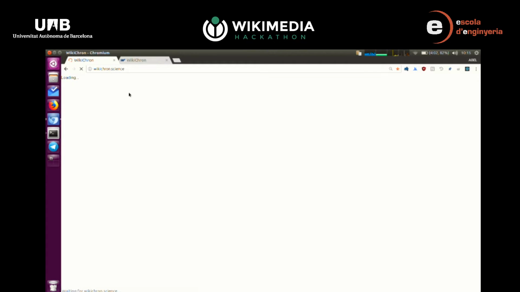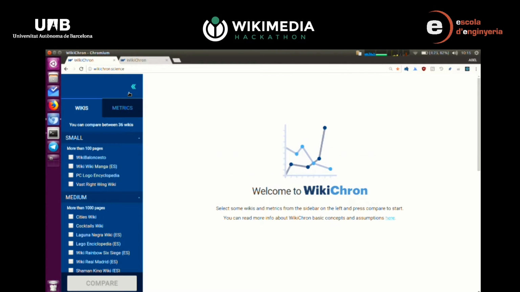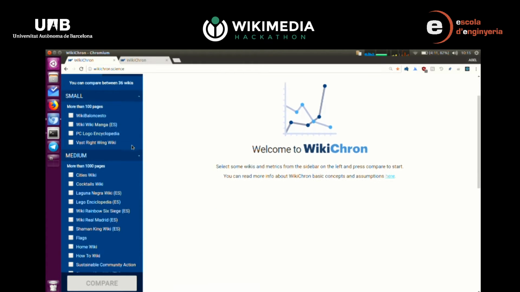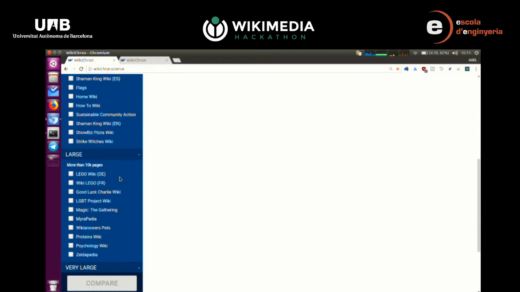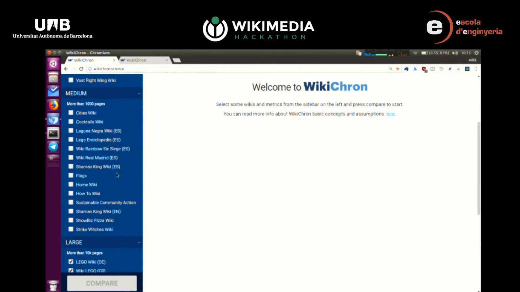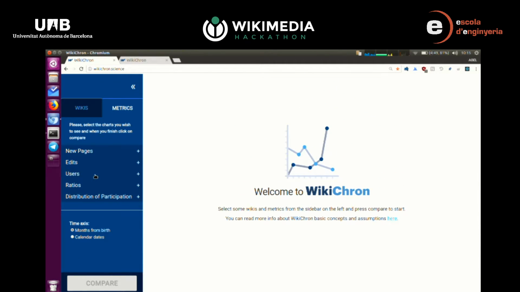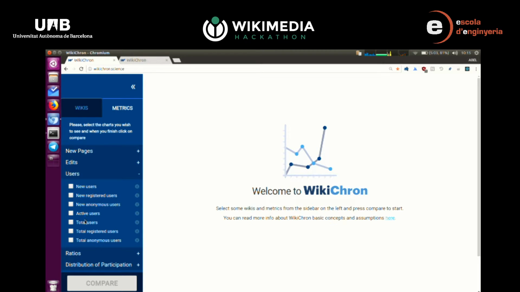Okay, maybe you are trying to visualize a large wiki, and it takes some time if you are using it at the same time. So again, I select users, total users.